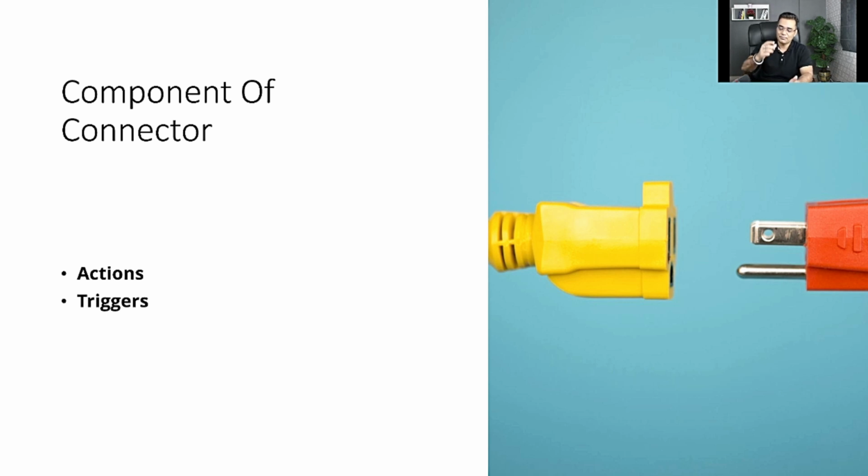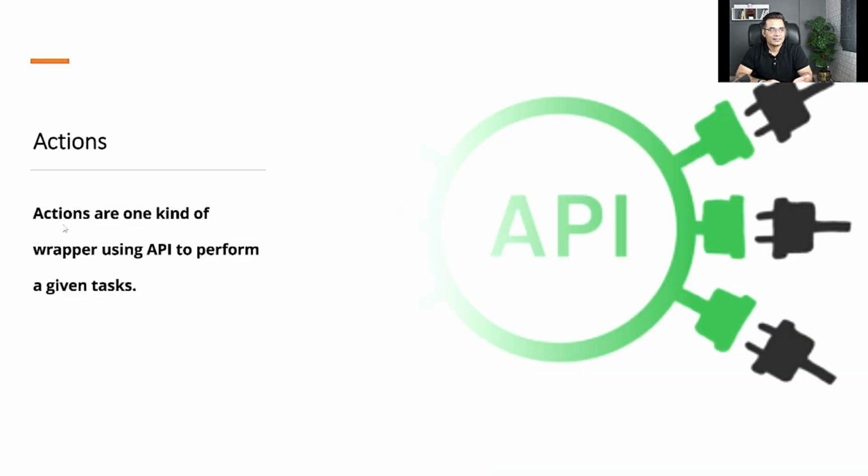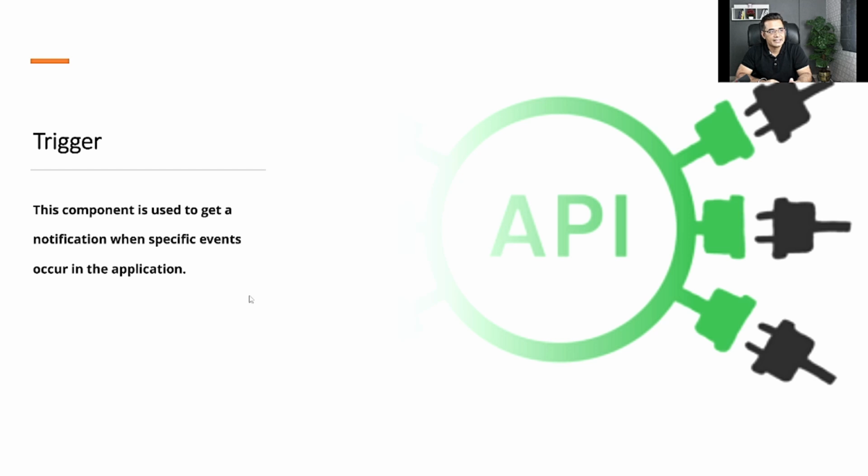So hope this will make sense, what are actions and what is a trigger in Power Automate. My friend, as I told you, actions are one kind of wrapper using an API to perform a given task in Power Automate, using Power Automate in any third party application. And triggers, this component is used to get a notification when a specific event occurs in the application. Basically, that is a webhook.